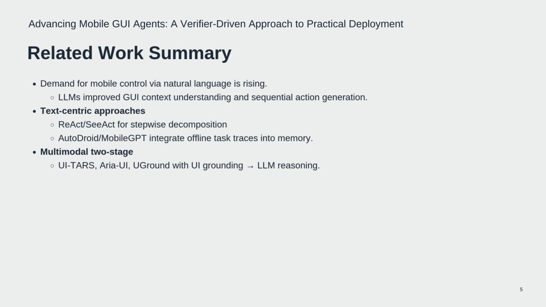Second, multimodal two-stage approaches. These explicitly combine UI understanding with reasoning. For instance, UI-TARS, Aria-UI, and uGround first perform some form of UI grounding. They use a vision or UI parsing model to identify interface elements or possible actions, and then use an LLM to reason or decide using that grounded information. It's like a pipeline. First interpret the UI, then decide the next action with the LLM.